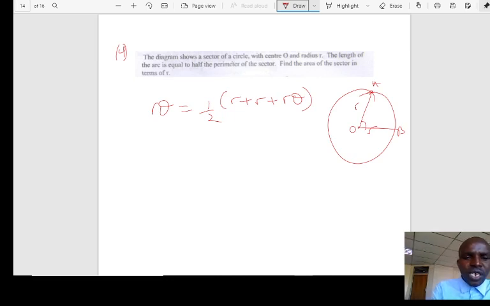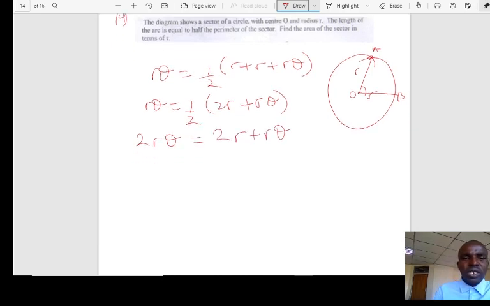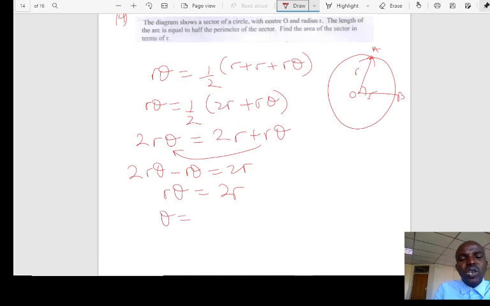Right, simplifying this one, you can start by simplifying inside the brackets. Half, then 2R plus R theta, like this. Then next thing, you remove the 2, you cross multiply by 2, it will be 2R theta is equals to 2R plus R theta. Then from this one, you can collect like terms. You can put this R theta on this side, since they are like terms, 2R theta minus R theta is equals to 2R. Then from this one, you get R theta is equals to 2R. Then you divide by R, you get your theta is equals to 2. So theta is 2 radians.